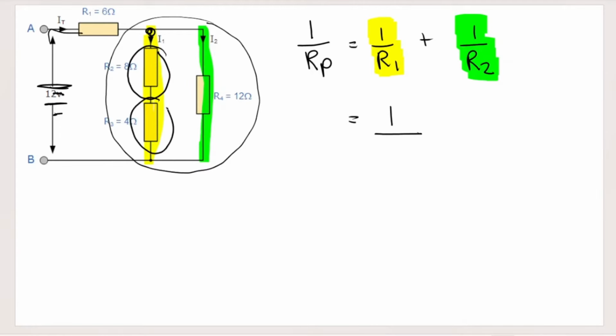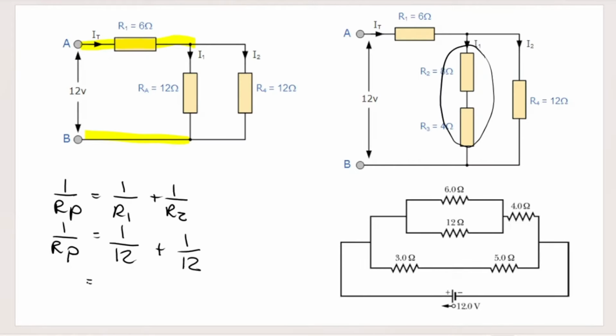So when you work it out, it's 1 over R1, but R1 is 8 plus 4. So it's 8 plus 4, or 12, but you can write 8 plus 4 there, plus 1 over R2, and R2 is 12. I don't know if that makes sense. Therefore, 1 over 12 plus 1 over 12 is 2 over 12. That's 1 over RP. Inverted, so RP is equal to 12 over 2.